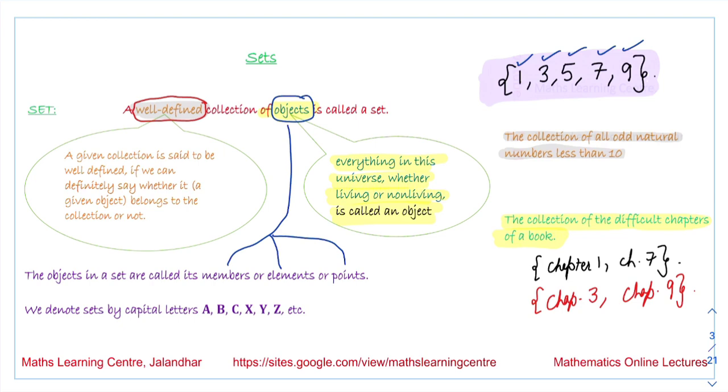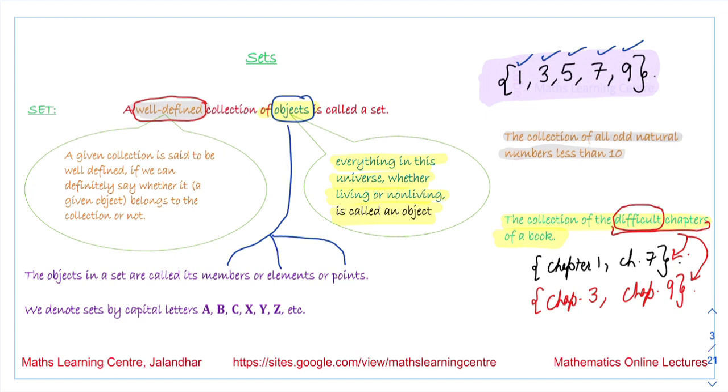So when we are talking about difficult chapters, the definition of difficult may vary from person to person. There is no fixed definition. This term is not well defined, that is, what is the meaning of a difficult chapter over here. So this is how we differentiate between well defined and not well defined objects. More examples are given on our next slide.